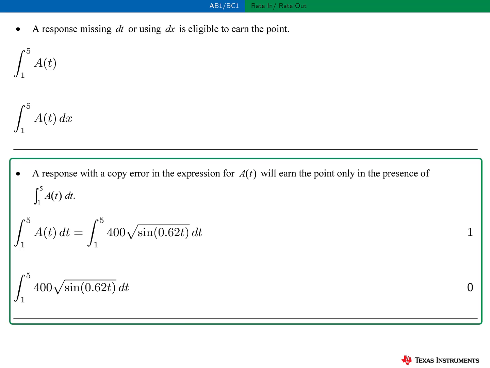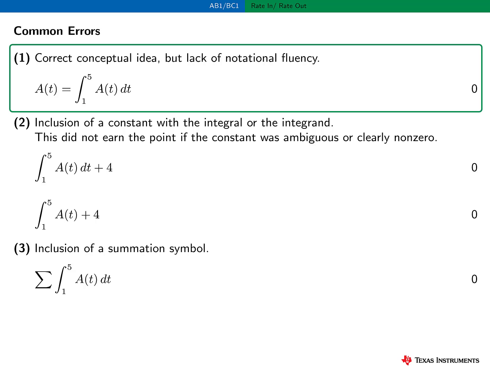So, a response with a copy error in the expression for a of t will earn the point only in the presence of the correct definite integral with a of t as the integrand. So this response earns 1 point. But this response alone, with an error in the constant, does not earn the point. Here are some common errors in this part and how each response was scored.